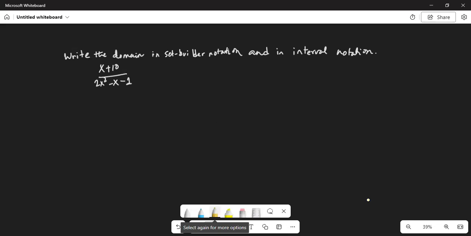Write the domain in set builder notation and in interval notation. The function f of x is given as x plus 10 divided by 2x squared minus x minus 1.